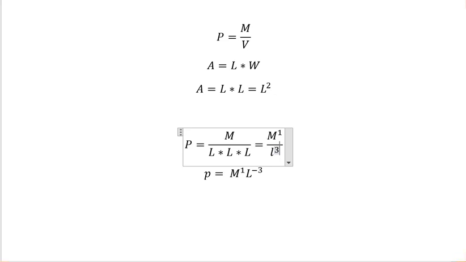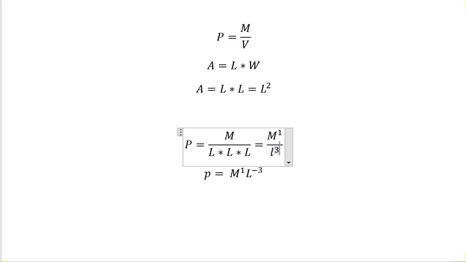So as you see here, I split it up. The mass is a quantity, and as I said previously, the volume is L times L times L, which means that M to the power of 1 divided by L to the power of 3. So that's M to the power of 1 times L to the power of negative 3. What did we do here?